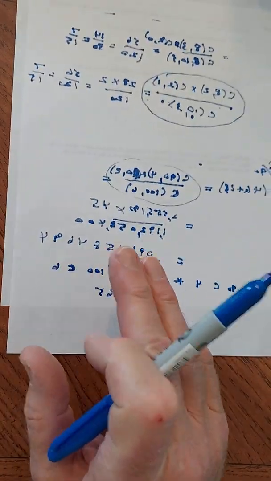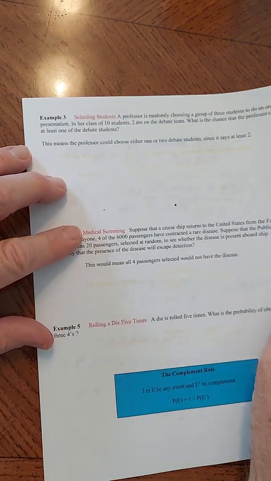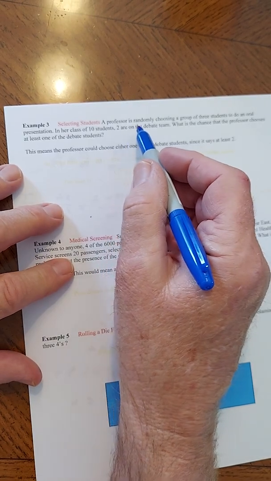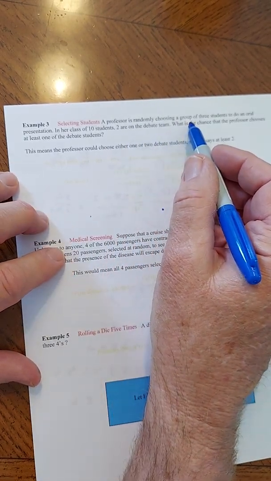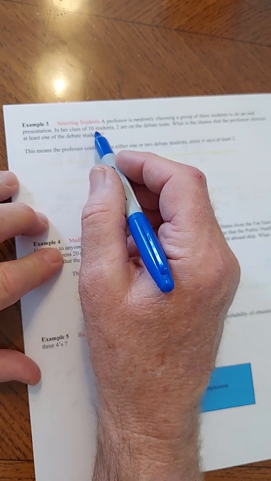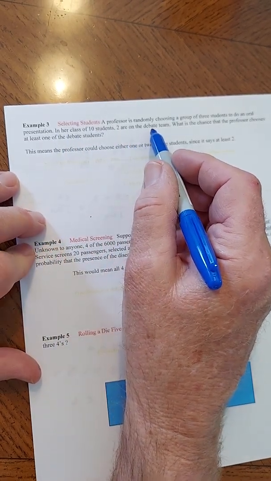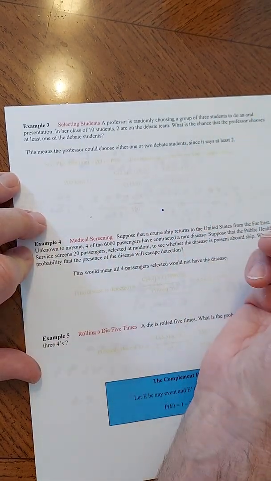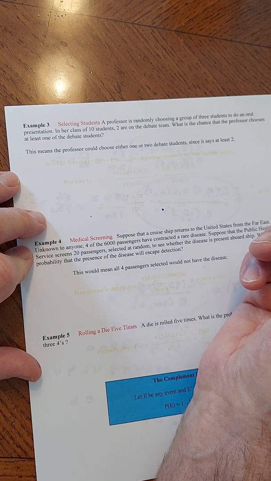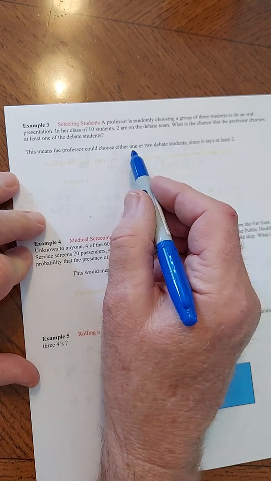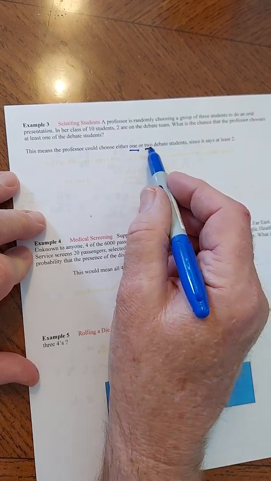Okay, here's my third example. Selecting students: a professor is randomly choosing a group of 3 students to do an oral presentation. In her class of 10 students, 2 are on the debate team. What are the chances that the professor chooses at least one of the debate students? At least one. So that means we could choose either 1 or 2.